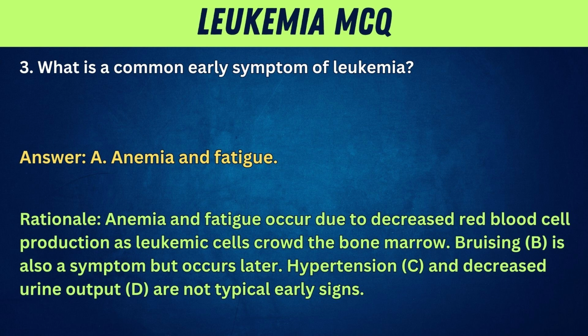Rationale: Anemia and fatigue occur due to decreased red blood cell production as leukemic cells crowd the bone marrow. Bruising, B, is also a symptom but occurs later. Hypertension, C, and decreased urine output, D, are not typical early signs.